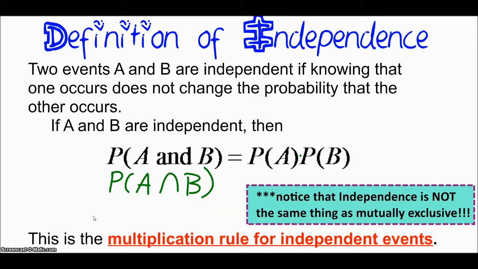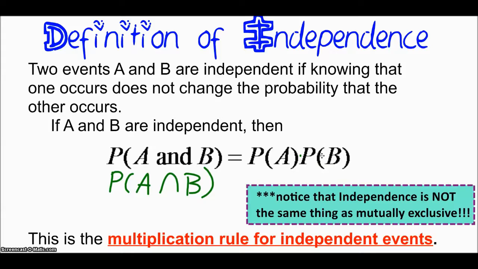So before we get started, you need to be aware of the definition of independence. If two events are occurring, the probability of one event occurring does not affect the probability of the second event occurring. So we actually can figure it out mathematically. We know that if A and B are independent, then the probability of A intersection B must be equal to the probability of A times the probability of B.